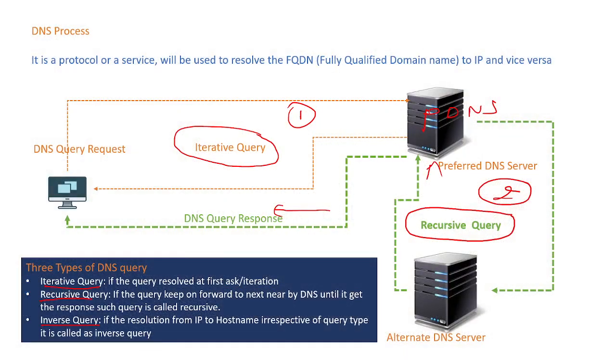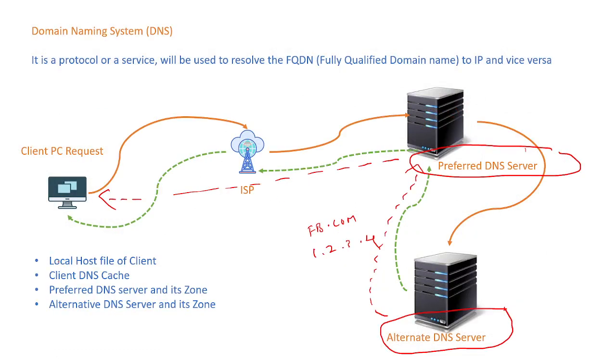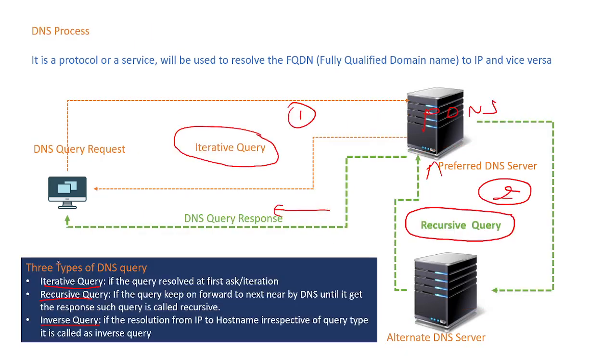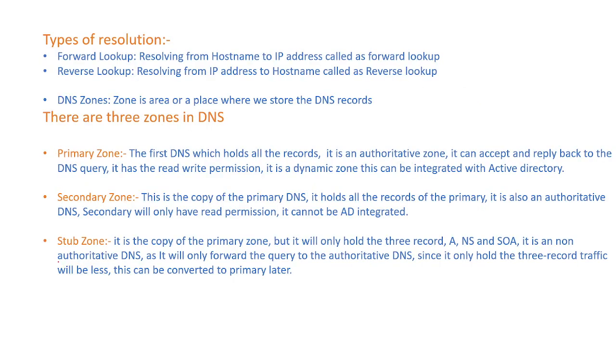Now you learned about what is DNS, and how the DNS resolution will happen, correct? And how many types of queries there are in DNS, and then types of resolutions now. Now we learned two things. One is DNS and how the resolution happens, and then in the resolution how many types of queries we have. There were two types of queries, but in the resolution we have two types of resolution. One is forward lookup, another one is reverse lookup. Just a few minutes back I told you, right?